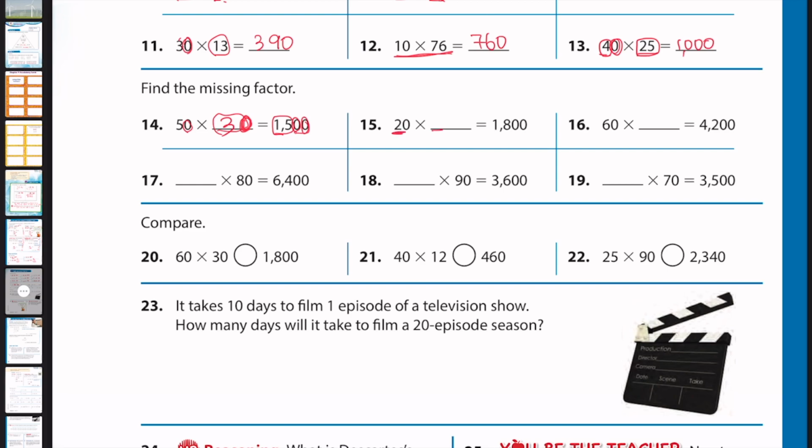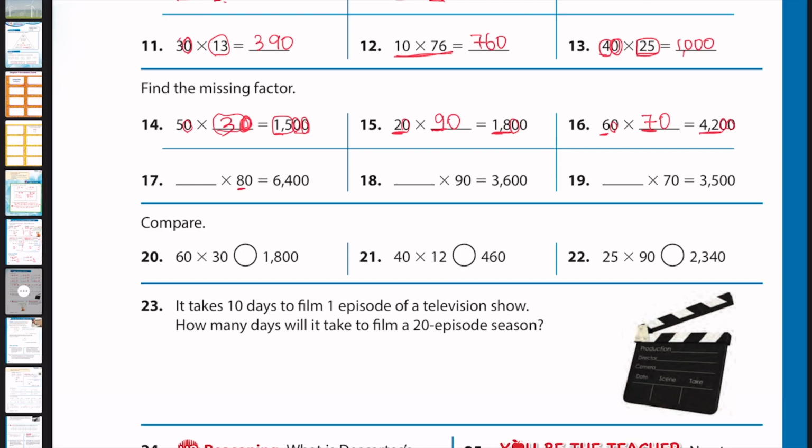2 times what makes 18? Yes, 9. And then there is 1 0 here, and then we need 1 more 0. Make sense? All right. Now 6 times what number is going to make 74? 42? Yes, 6 times 7. And we do have 1 0 here, and then we need 1 more 0. Okay?